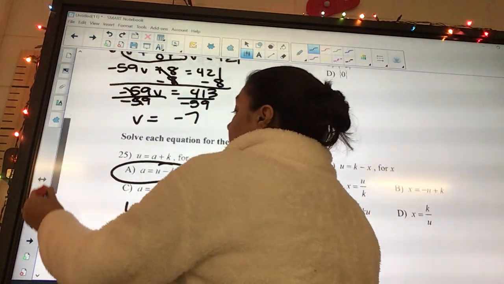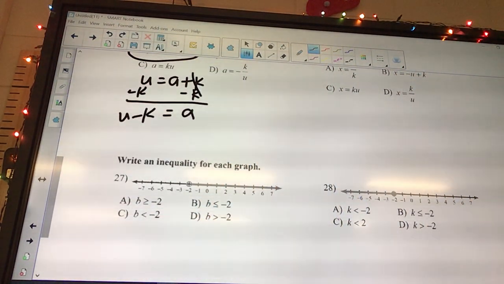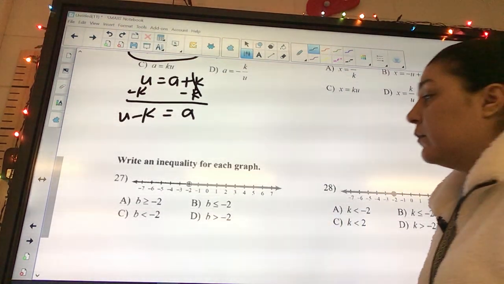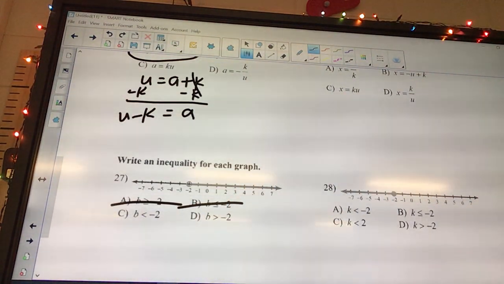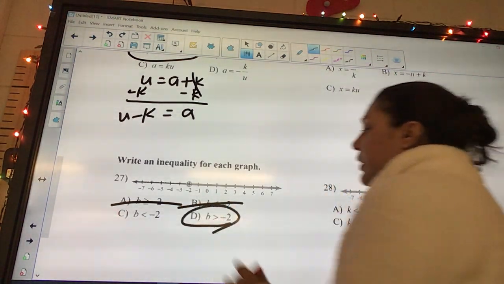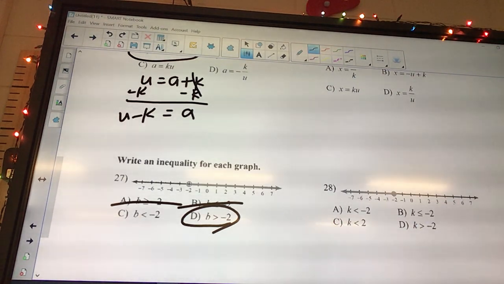Okay, 27. Is that open or closed? Closed. That was open. It's open. So what could you eliminate? A and B. Okay, so which is it? It is D, sorry. B is greater than negative 2.